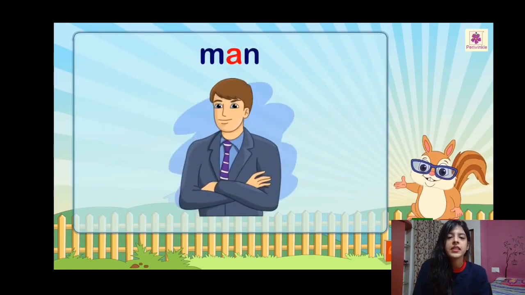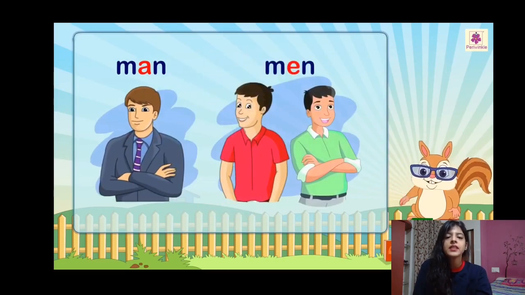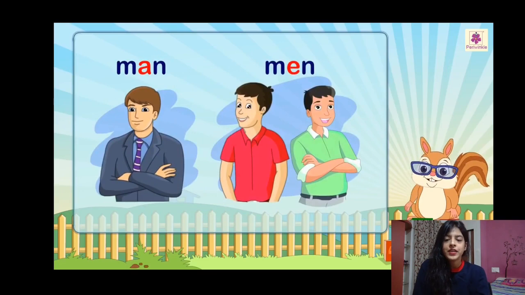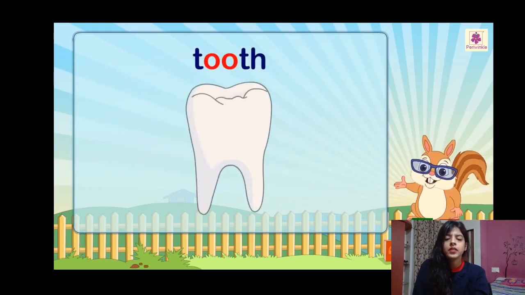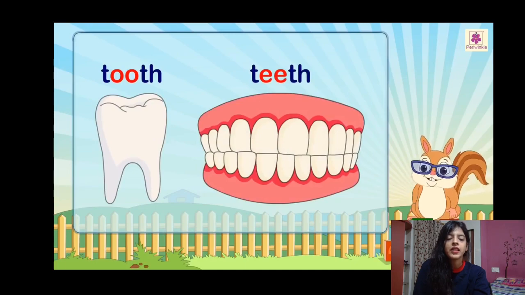We can see a man, but the plural form of man is men. As you can see, we have replaced the middle spelling. We have not added S to say mans. We say men, in which the middle spelling changes. Tooth, T-O-O-T-H. To make it plural, we say teeth. Again, the middle spelling is changed.